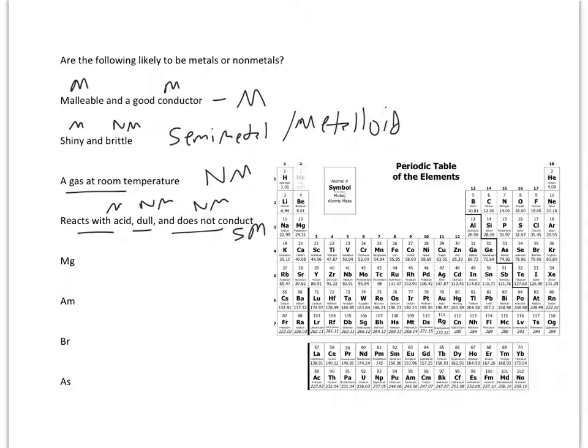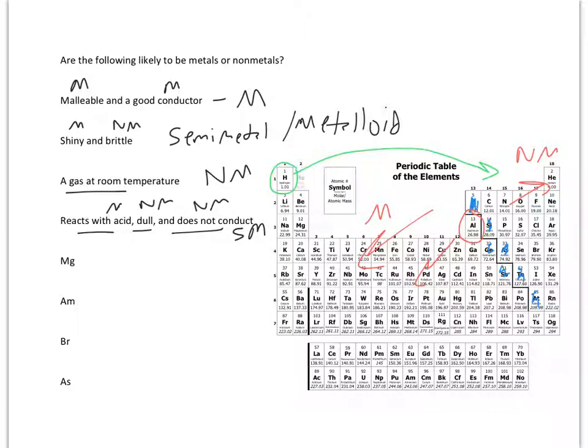Everything to the left of the staircase here is a metal. To the right of the staircase is a nonmetal. One exception is hydrogen, which, despite its location, is actually also a nonmetal. And then ones that touch the staircase fully, like boron, silicon, germanium, these are semi-metals. One major exception to this is aluminum. If you've used aluminum at all, you know it's a metal, even though it touches the staircase.